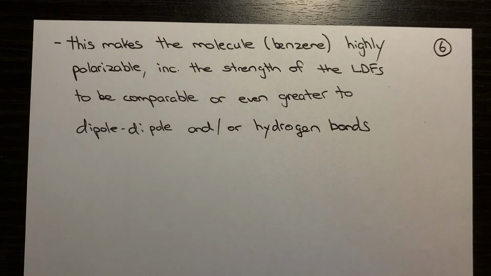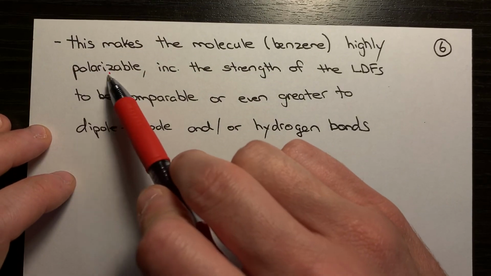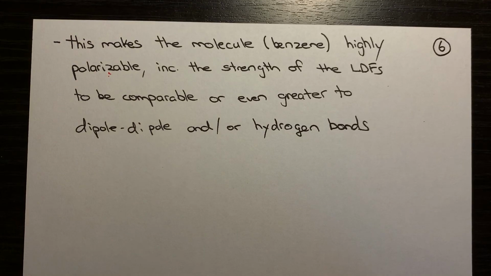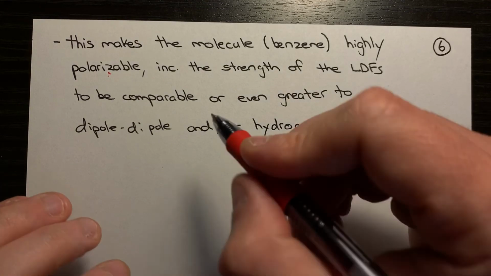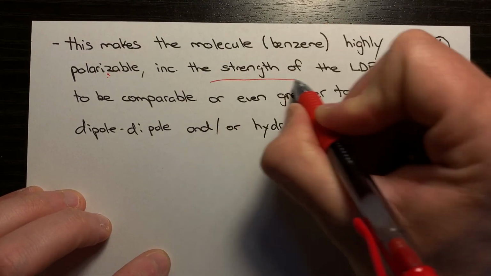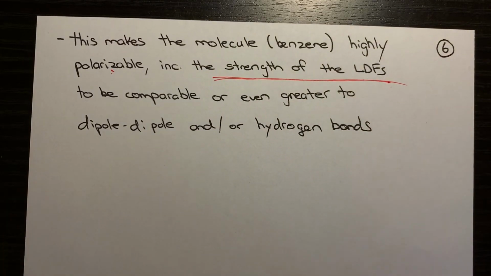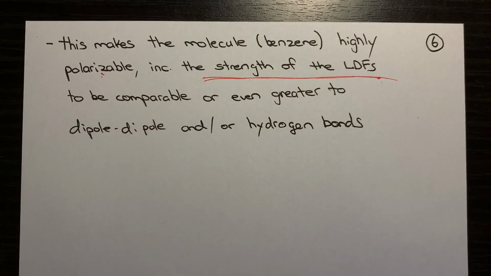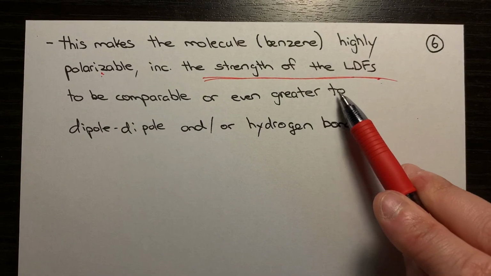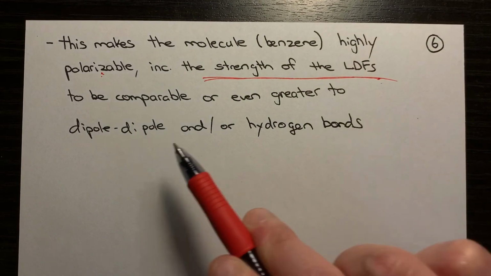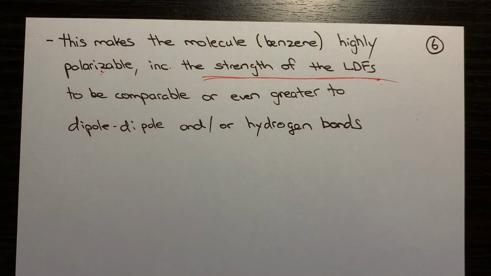And if you remember, that's kind of the key word, right? Highly polarizable. If a molecule is highly polarizable and it's nonpolar, what that does is that really increases the strength of the London dispersion forces. So much so in this scenario that benzene actually has intermolecular forces comparable, or perhaps, as we're suggesting, even greater than the ethanol in terms of its dipole-dipole and its hydrogen bonds.